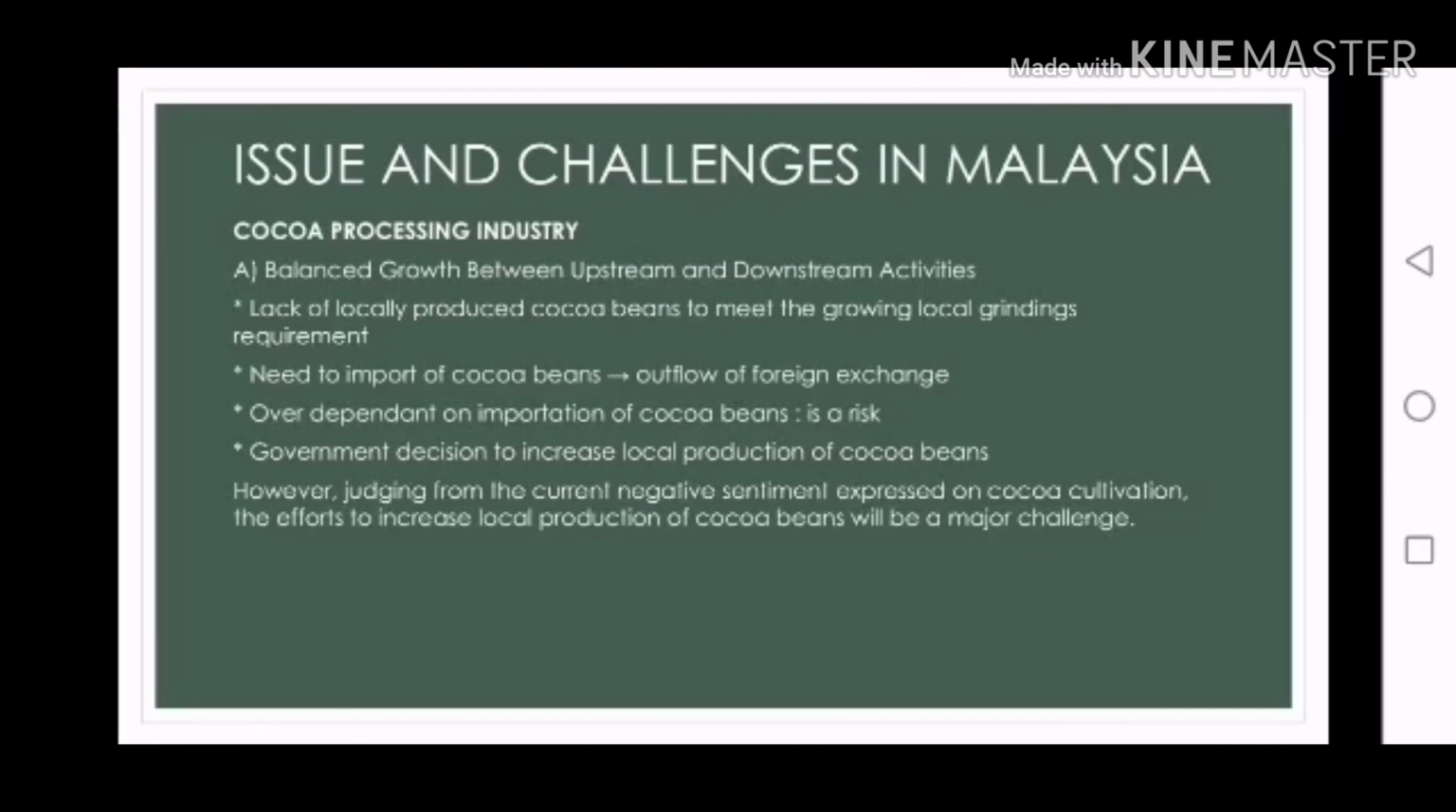The government decided to increase local production of cocoa beans. However, judging from the current negative sentiment expressed on cocoa cultivation, the effort to increase local production of cocoa beans will be a major challenge.